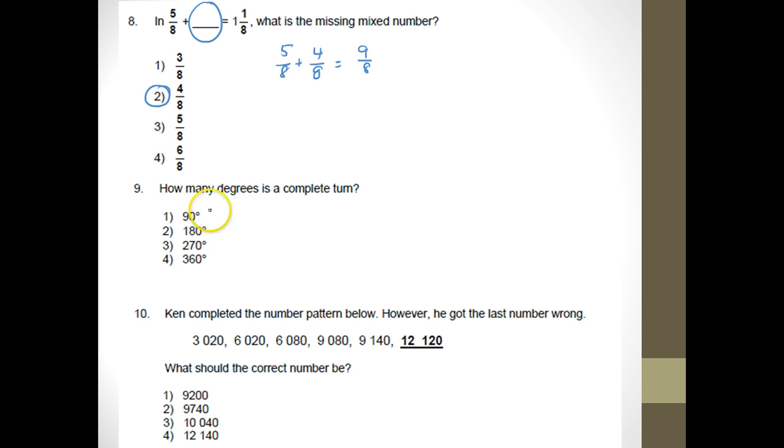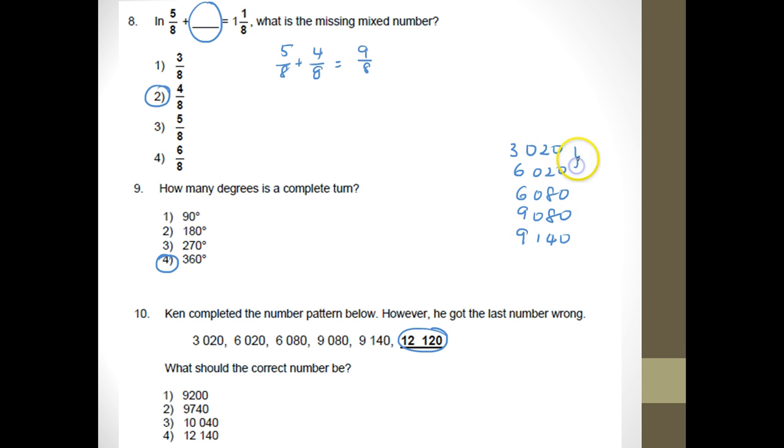So option number 2. How many degrees make a complete turn? The answer is 360 degrees. Complete the number pattern. So number pattern, let's write down. 6,020, 6,080, 9,080, 9,140. We know that this is wrong, right?